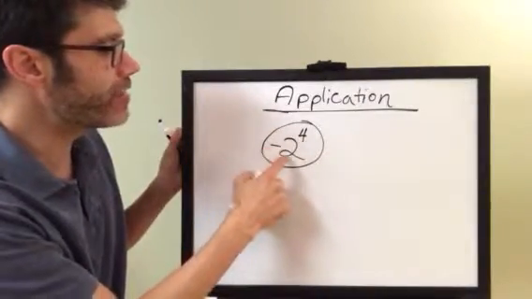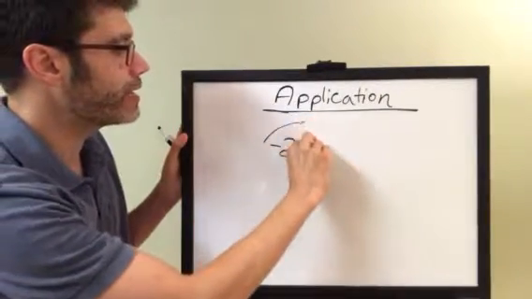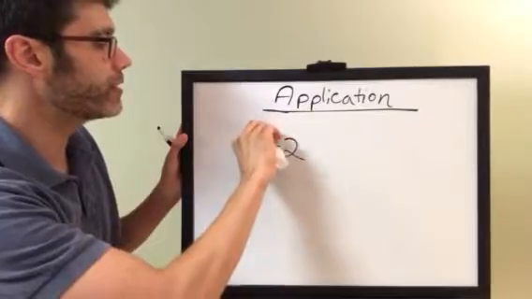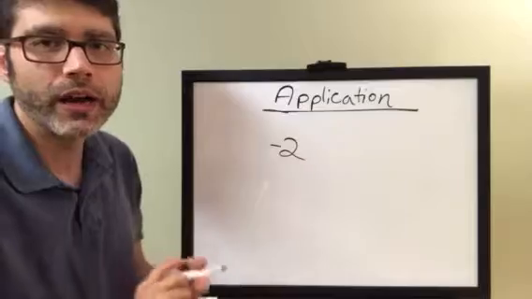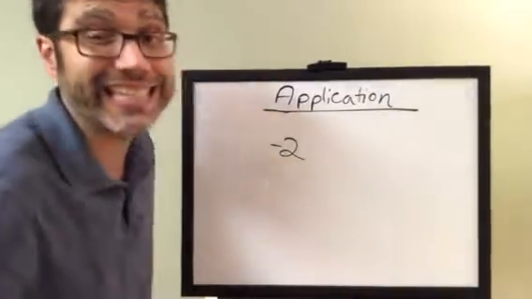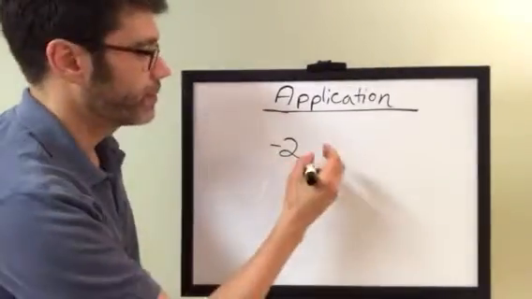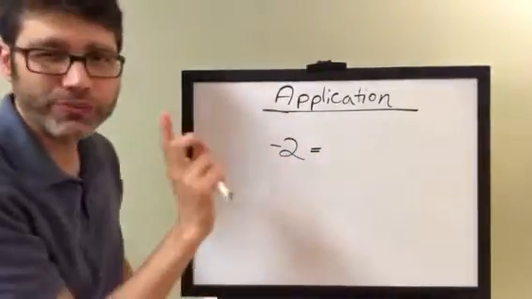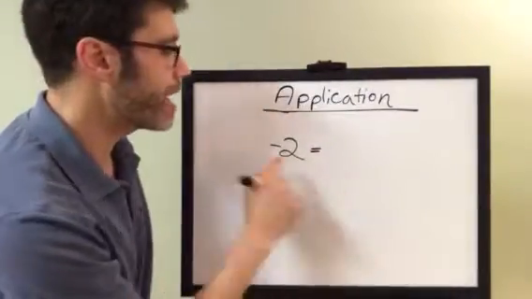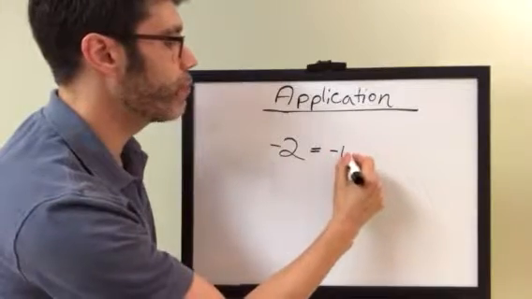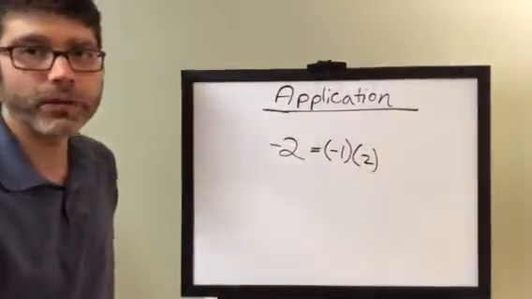So instead of negative 2 to the fourth, let's back up a second and just look at what negative 2 is. Let's look at what the nature of negative 2 really means, what its implications are. So could I rewrite negative 2 in a way that's equal to negative 2? I am going to say that negative 2 is equal to negative 1 times a positive 2. This is a true statement.